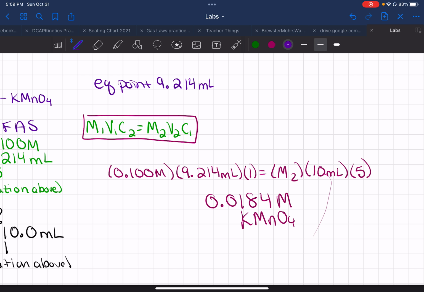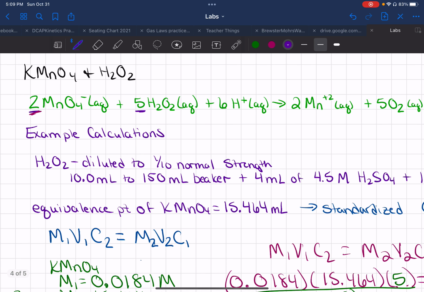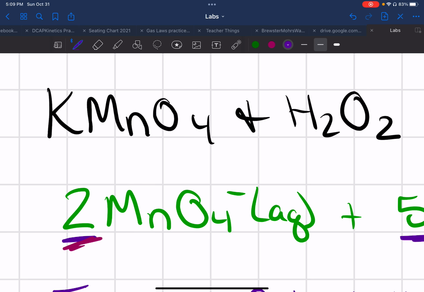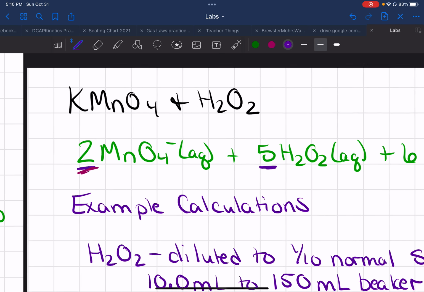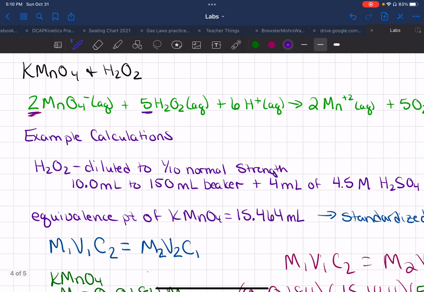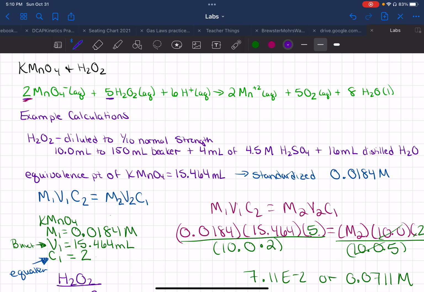Okay. Now, once I have that, and I've either run a second titration to verify that number, or I have verified it maybe with the class to make sure we are titrating correctly, then I can proceed forward and do my reaction between the potassium permanganate and the H2O2. With that in mind, my equation is a little bit different because now I'm going to focus on the H2O2 that's occurring in the reaction. And so my reaction has now changed a little bit, and I have a 2-to-5 ratio between the permanganate ion and the hydrogen peroxide.